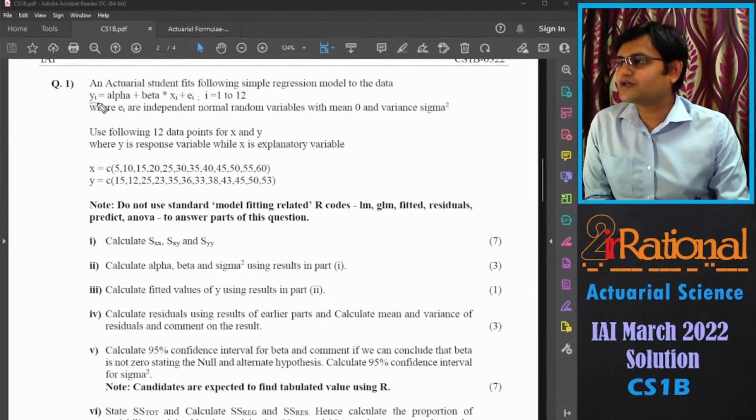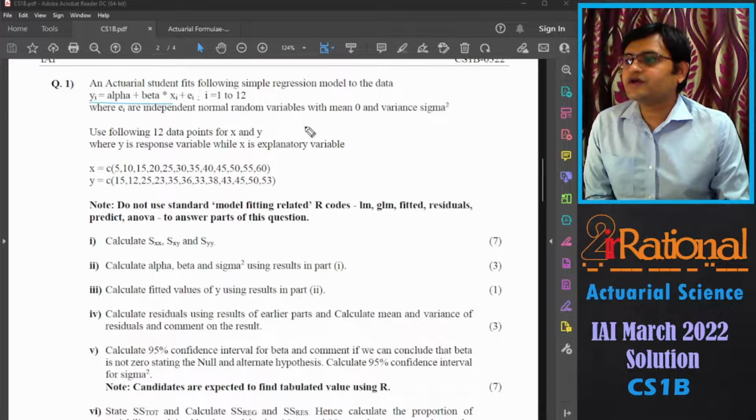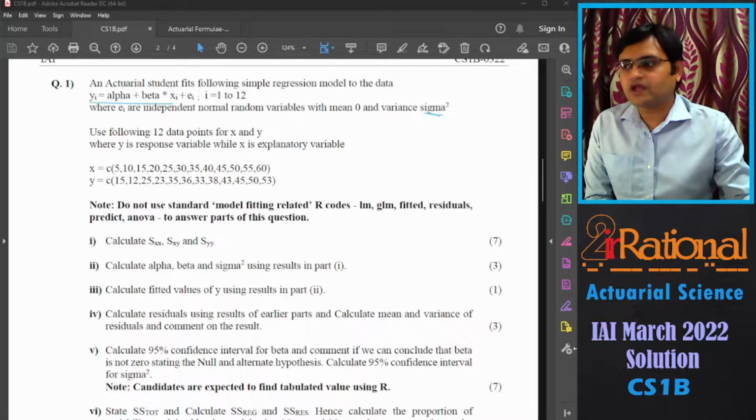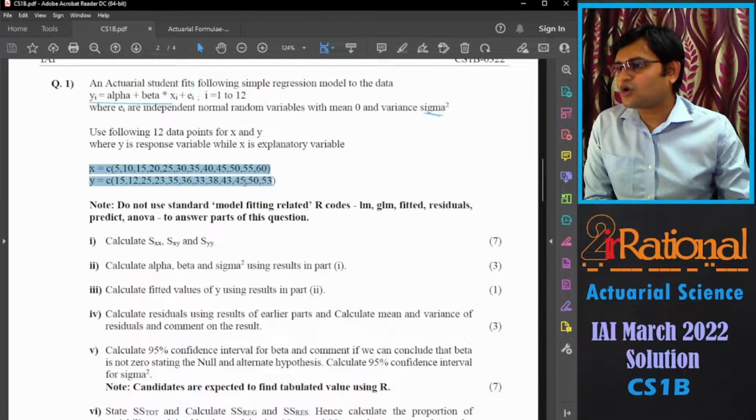In question number 1, we can see that we have a linear style question here. Let's read. An actuarial student fits the following simple regression model to the data. Yi is equal to alpha plus beta xi plus ei, where i is going from 1 to 12, where the ei are independent normal random variables with mean 0 and variance sigma square. Use the following 12 data points for x and y, where y is the response variable while x is the explanatory variable. So all we will do is first copy.